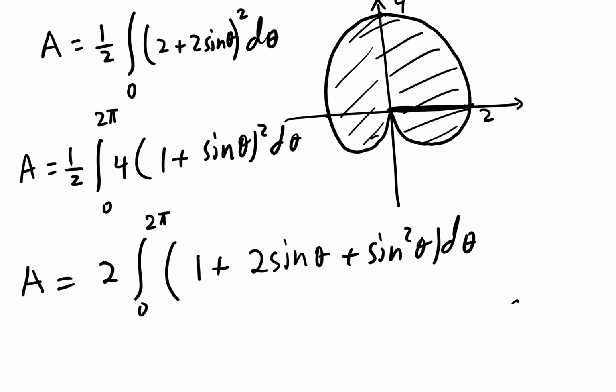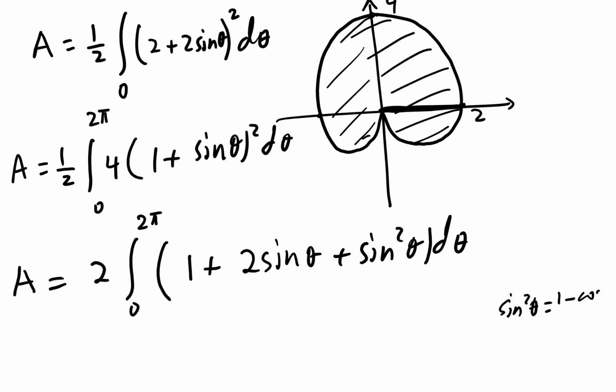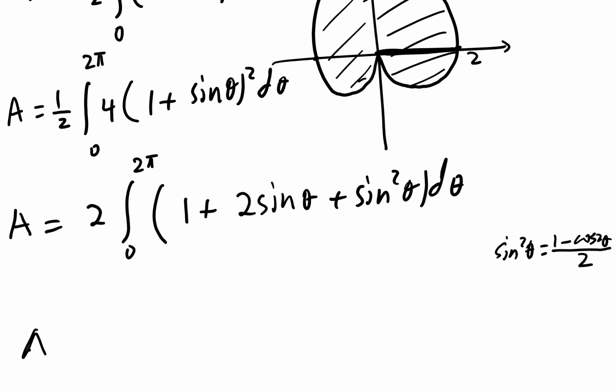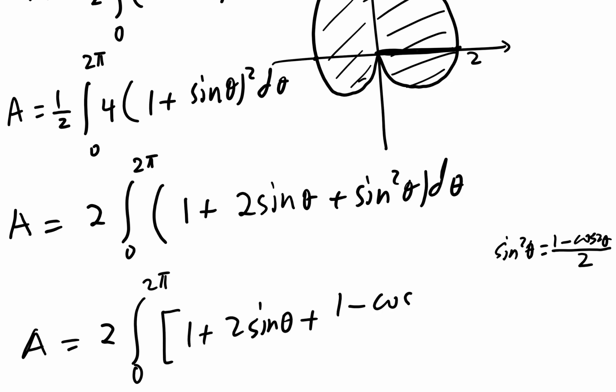We need to know the formula for sine squared to help with integrals: 1 minus cosine 2 theta, divided by 2. The area becomes 2 integral 0 to 2 pi of 1 plus 2 sine theta plus (1 minus cosine 2 theta) all over 2 d theta.